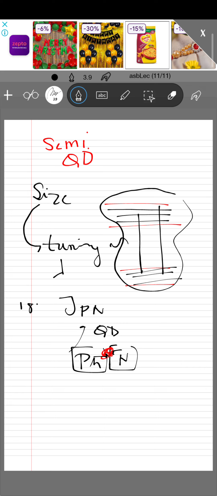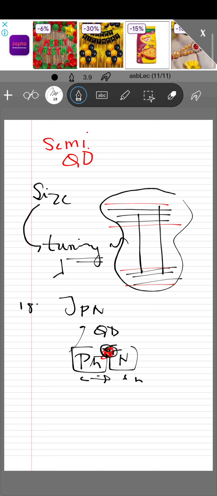Since both of these states are quantized, it becomes tunable, as we have explained. Now the emission energy also becomes a little unstable due to the continuous flow of electrons and holes from either side. The quantum dots also become a little unstable.